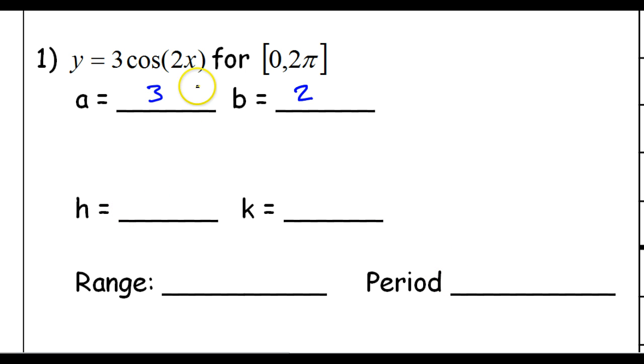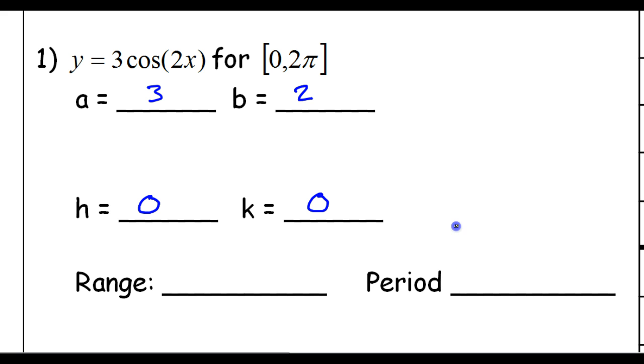The H value would be the number that participates with the phase shift inside the parentheses, but there is no H value, so it must be 0. And similarly, there's no K value that's visible here. There's nothing being added or subtracted on the end. So the K value is also 0. All right, so the range, I say we graph it first, and it'll be more obvious.